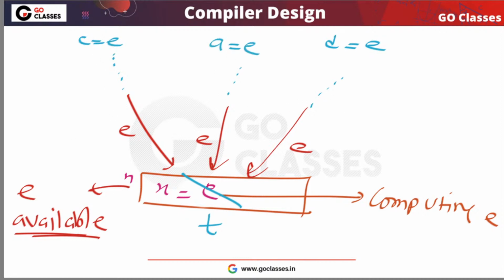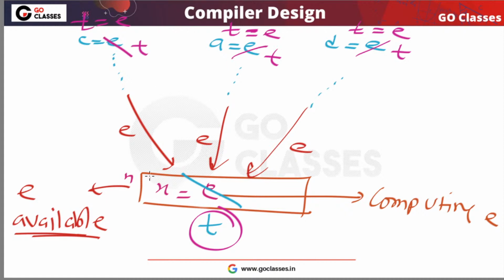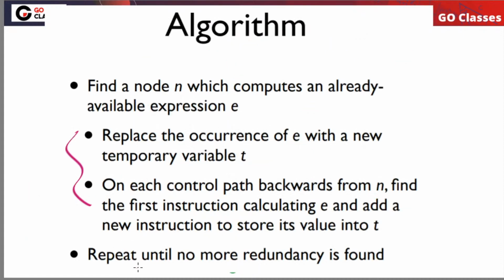You go backwards and find where e is computed. Once you find where e is computed, then very simple: you put this e in t, and you replace the later computation with t. So this is what you need to do.